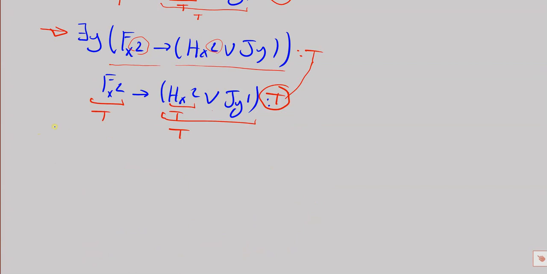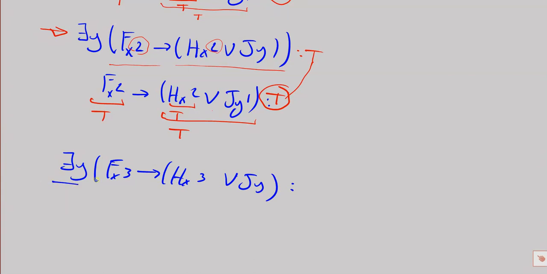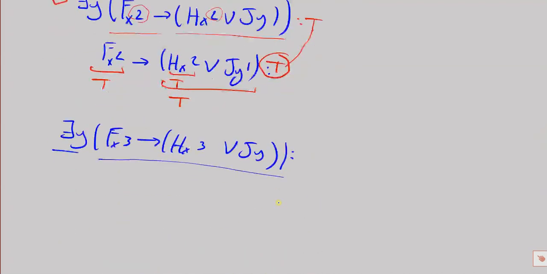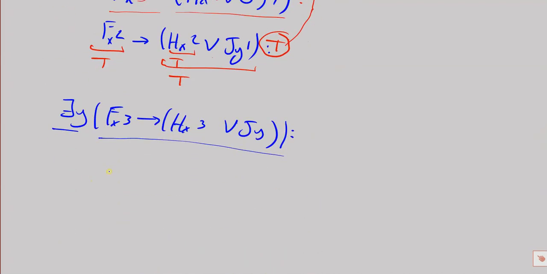So this time we treat x as referring to 3, and here's what we get. There's some y, f(x3) → h(x3) or j(y). Right? Now again, this is an existential, so the question is, is there anything that satisfies this thing here? Okay, so let's start with object 1. So now we eliminate "there is some y" and replace y with 1. And here is what we get. f(x3) → h(x3) or j(y1). So what's the truth value of this?